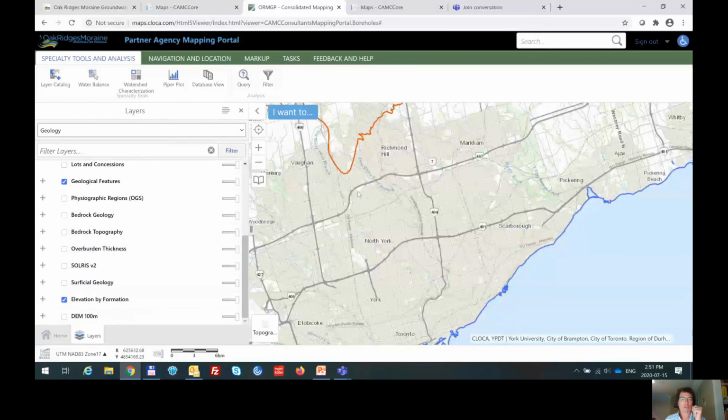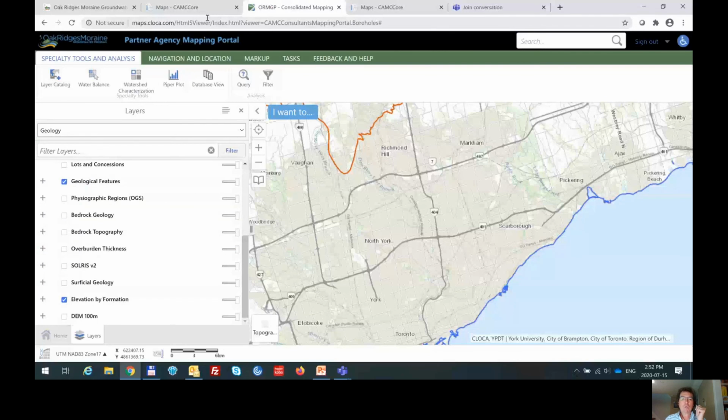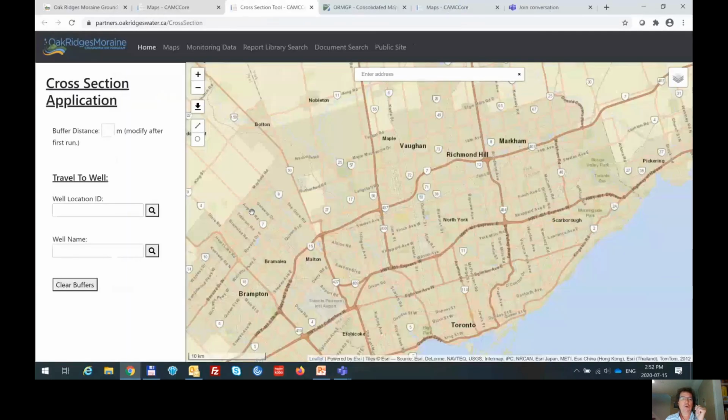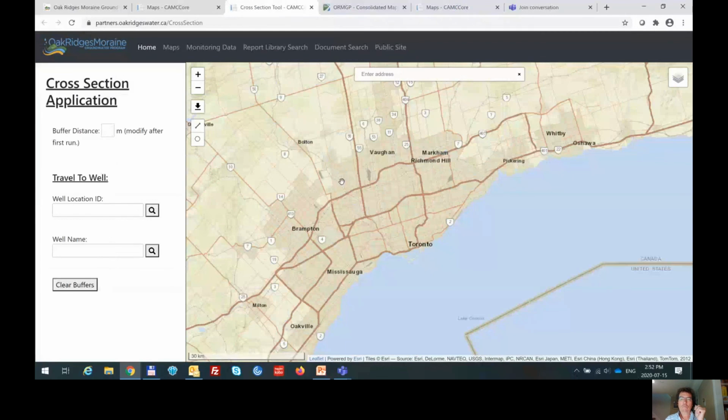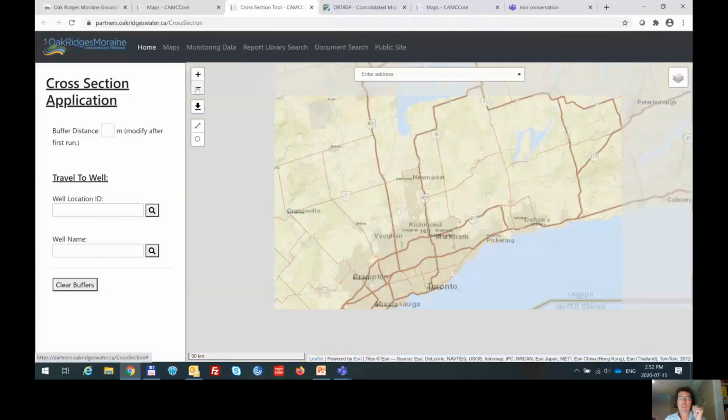So that's the geology theme that you can get on that composite map. Another page I'd like to take you to is cross sections, where you can draw cross sections through our interpreted stratigraphy. Let me bump out a little bit.